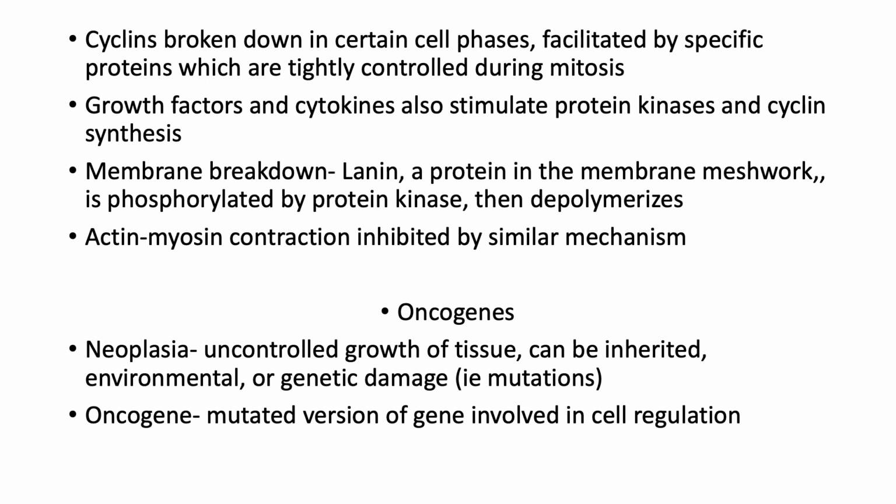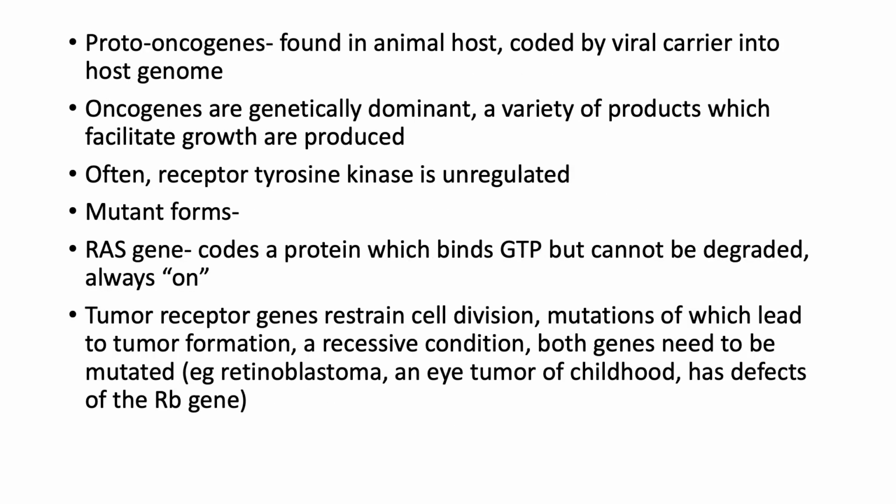The oncogene is a mutated version of the gene involved in cell regulation. We also talk about proto-oncogenes. Proto-oncogenes are found in the animal hosts. They're carried by viral carriers into the host genome. Oncogenes are genetically dominant and produce a variety of products that facilitate growth. So oftentimes there's the receptor tyrosine kinase in neoplastic conditions unregulated, so you get uncontrolled and rapid growth of tissue with no inhibition mechanism available.